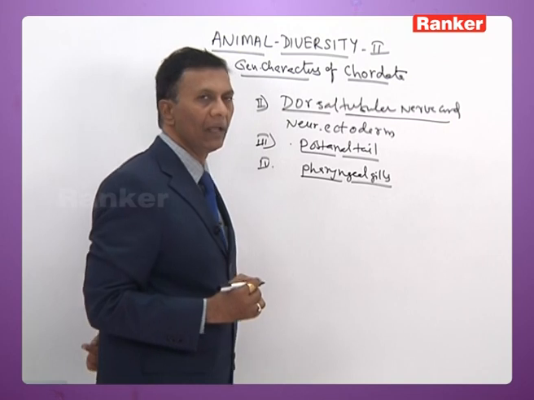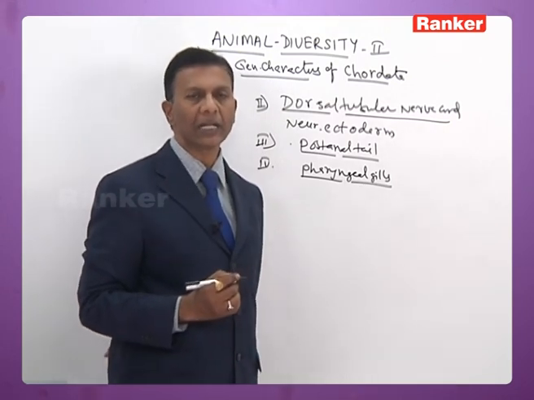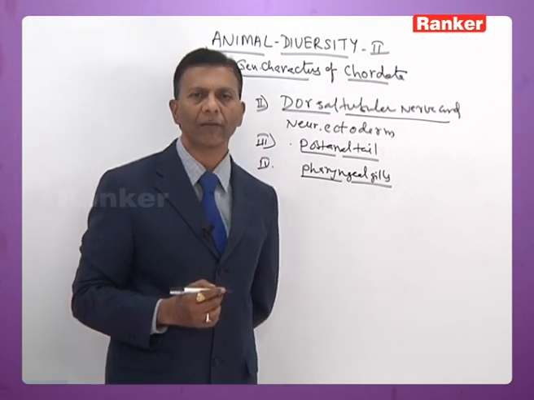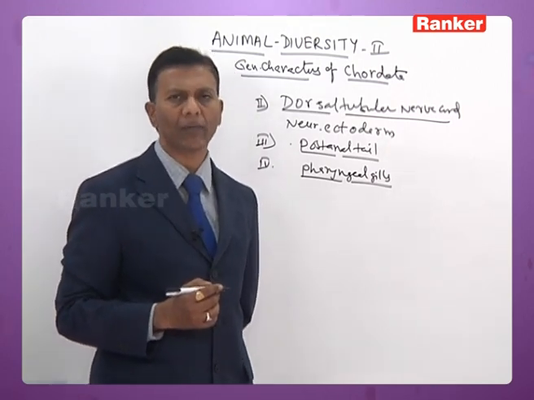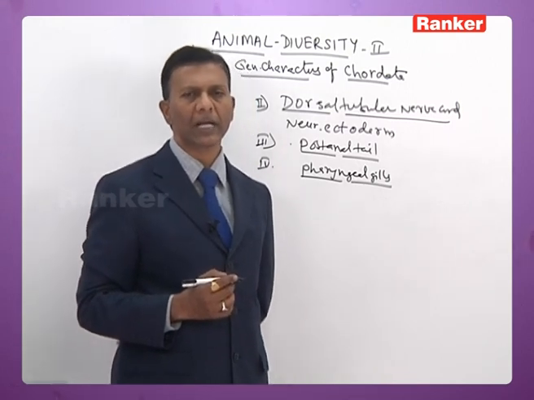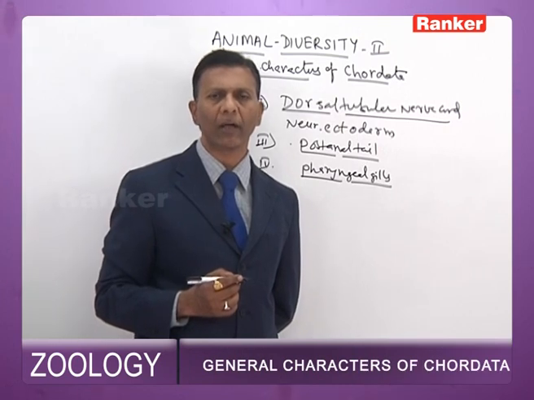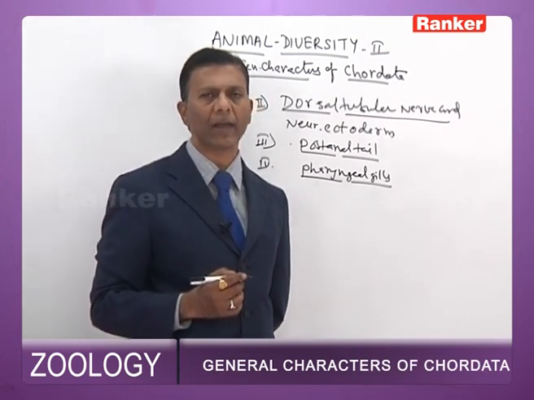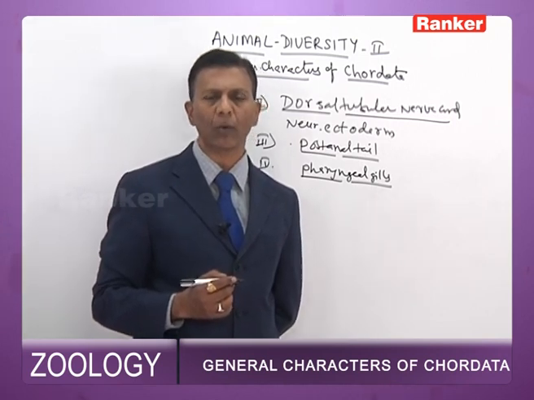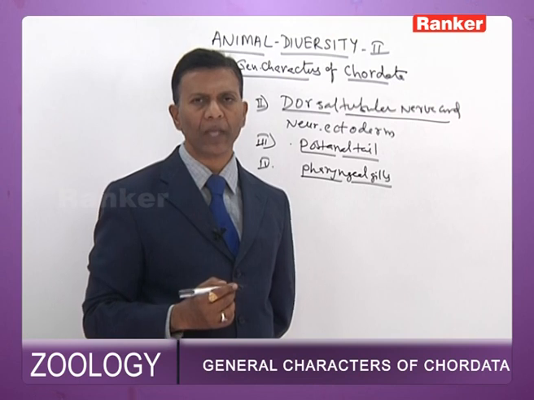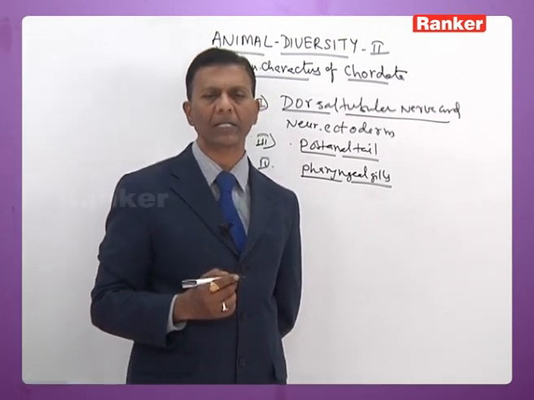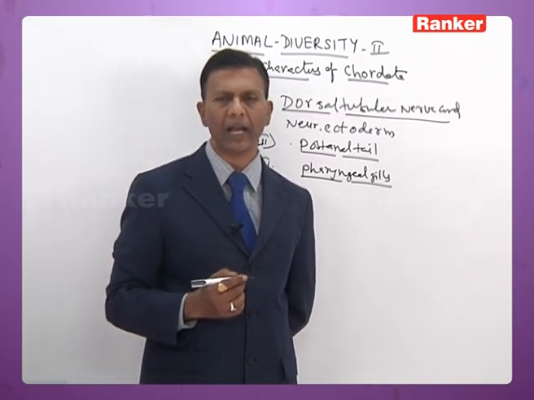The ventrolateral perforations present in the pharyngeal region of chordates are called pharyngeal gills. The pharyngeal gills are formed by invagination of the outer ectoderm and evagination of the inner endoderm. That is, they are formed due to involvement of both ectoderm and endoderm of the pharyngeal region. The pharyngeal gills remain persistent only in certain chordates like fish and certain amphibians. In all other chordates, they are present only in the embryonic stage and disappear in adults.